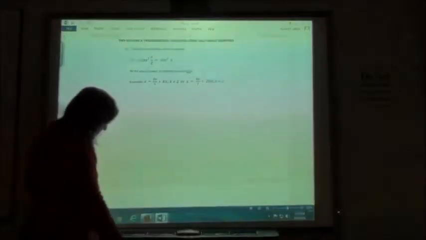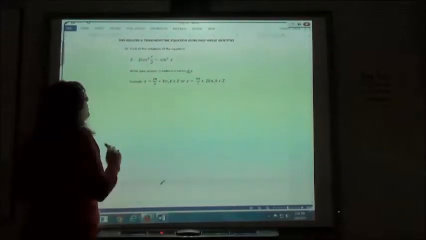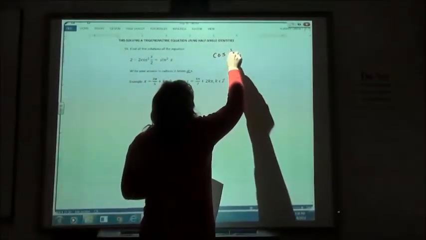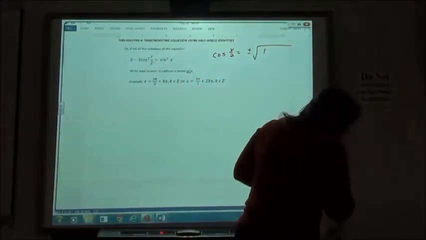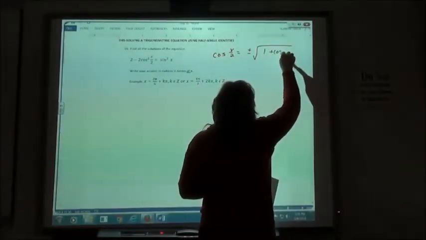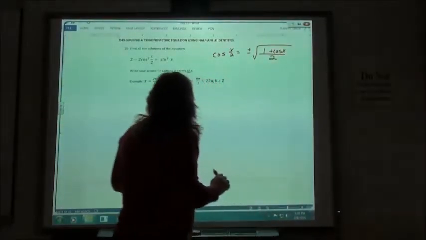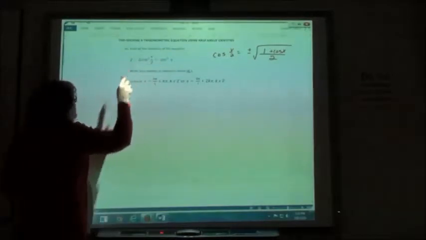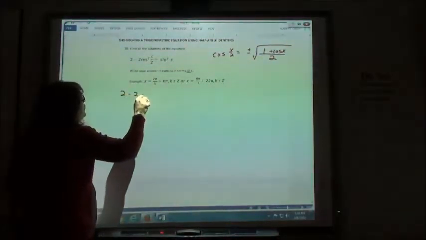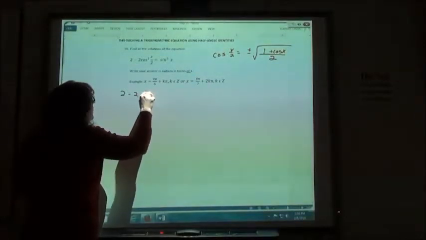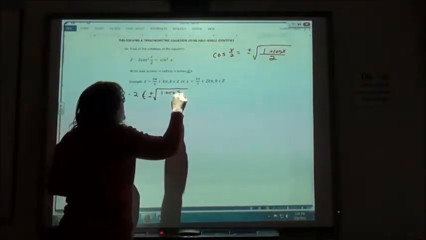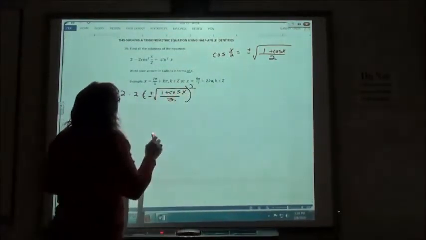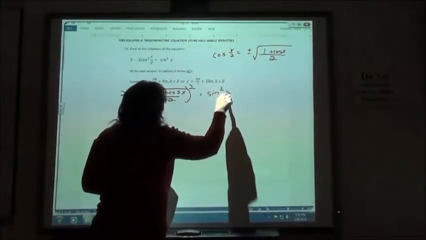So if I go back over here, it has the cosine squared of x over 2. If I think about what is the cosine of x over 2, it would be plus or minus the square root of 1 plus the cosine of x, over 2. So substituting that in, we're going to have 2 minus 2 times plus or minus the square root of 1 plus the cosine of x over 2, but it's going to be squared, equals the sine squared of x.